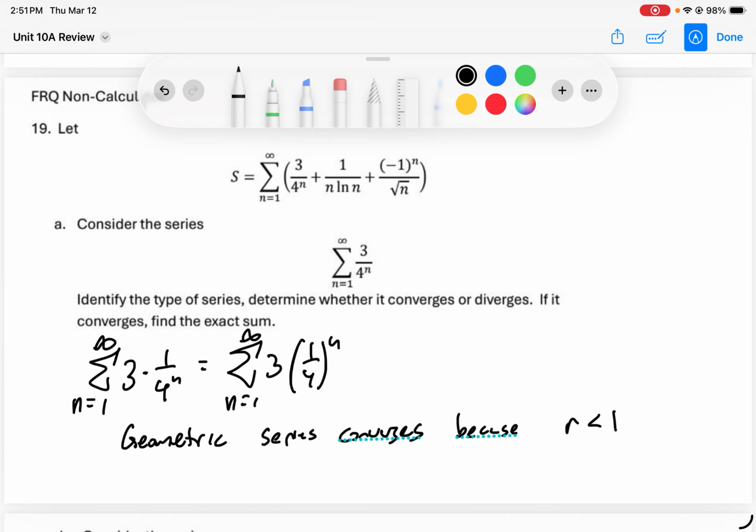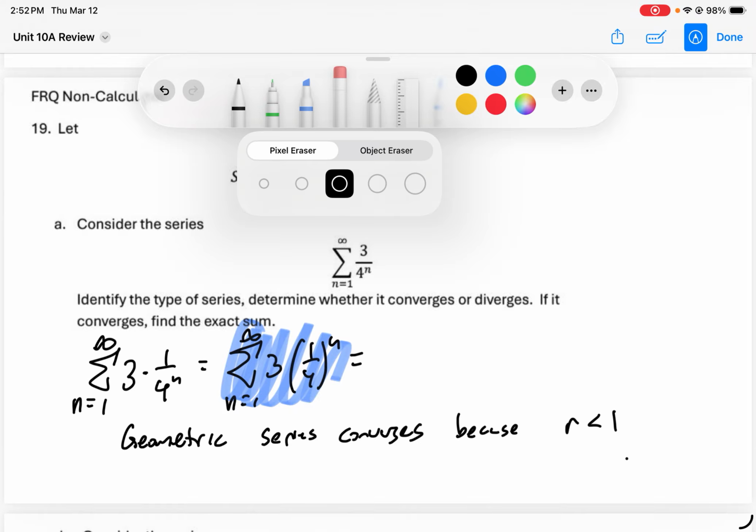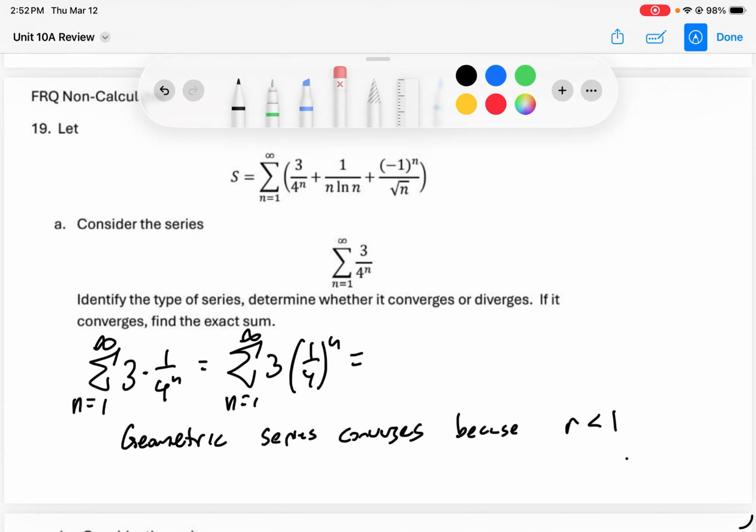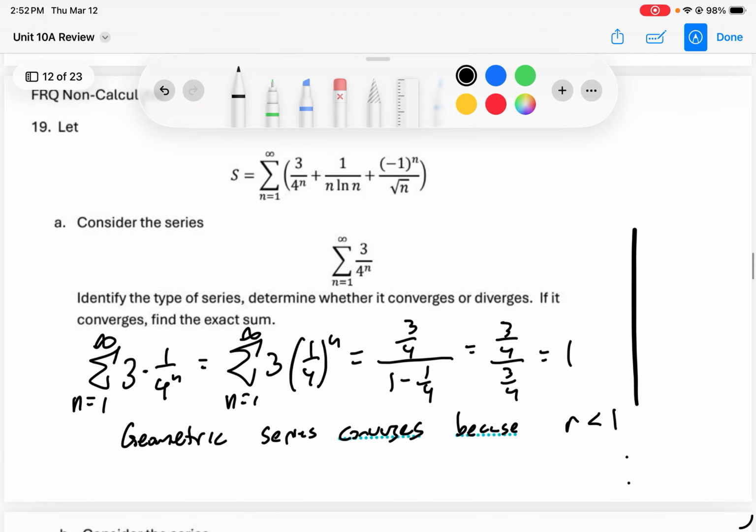And the exact sum is equal to the first term over 1 minus r. The first term, I plug in 1 for n, so this would be 3 times 1/4, so 3/4, over 1 minus the r number. This would be 3/4 over 3/4, which is just going to be equal to 1. So that's the exact value. I think that's all for part A.